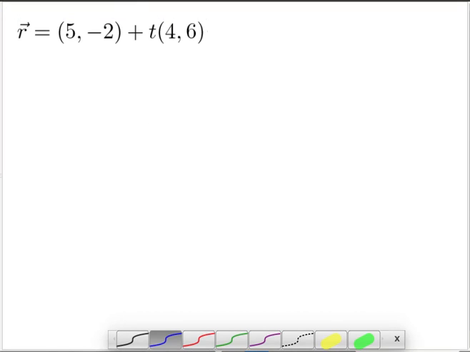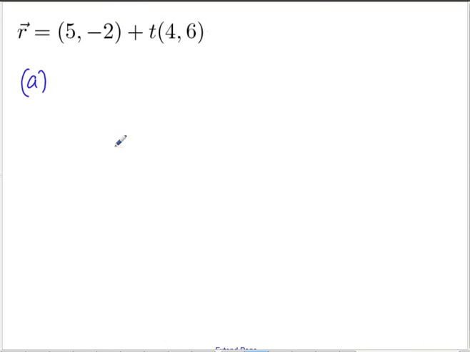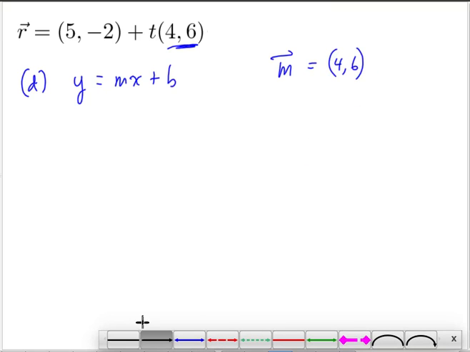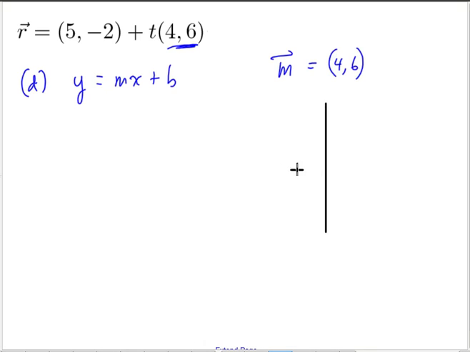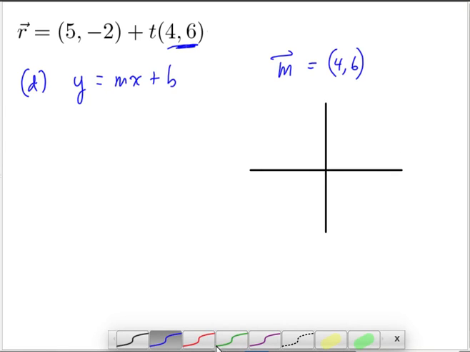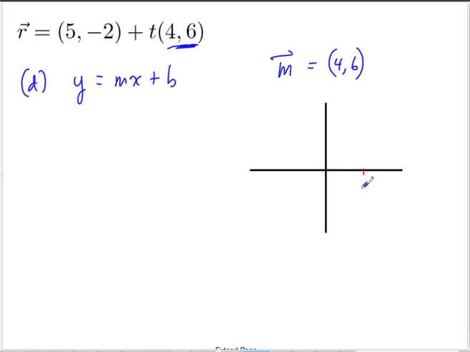Okay, so now we want this. This is not part A, this is part D, in the form y equals mx plus b. In order to do this, we're going to focus on our direction vector, which is (4, 6). If I just sketch that out, what does it mean to have a direction vector of (4, 6)? That means go to the right by 4 and go up by 6, and we end up with the direction vector there.